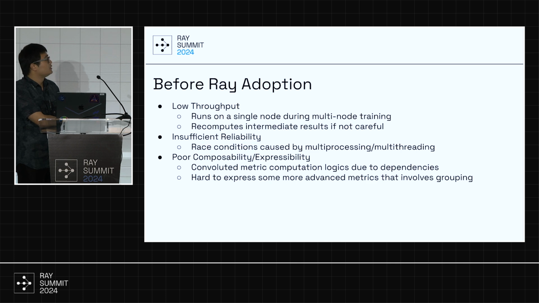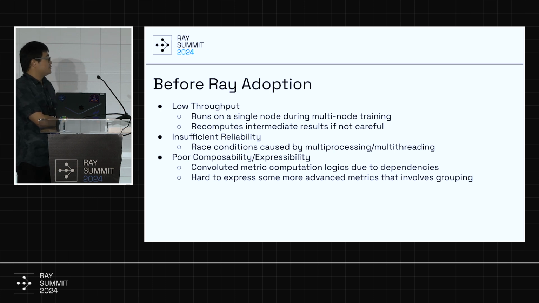Before Ray adoption, our throughput was quite low. For eval jobs, we just ran on a single node, although our training runs on multiple nodes. And if we didn't carefully organize our user code, we would recompute our intermediate results when computing a lot of metrics. Also, when we needed to accelerate those computations, initially we used multiprocessing and multi-threading. But as a result, it can cause race conditions and reliability issues, because this part of the optimization can be kind of error prone.